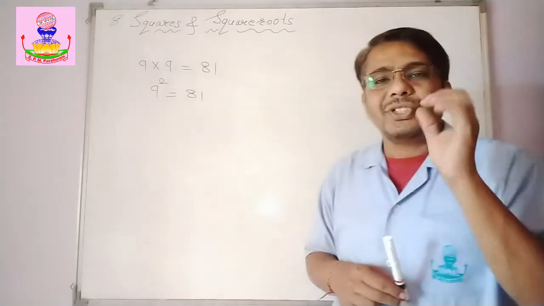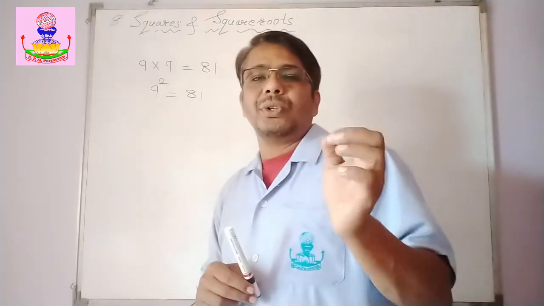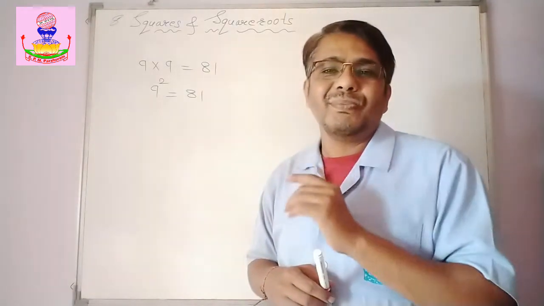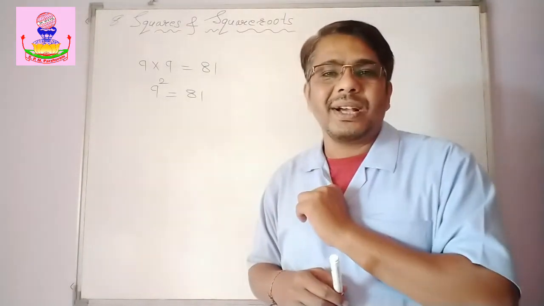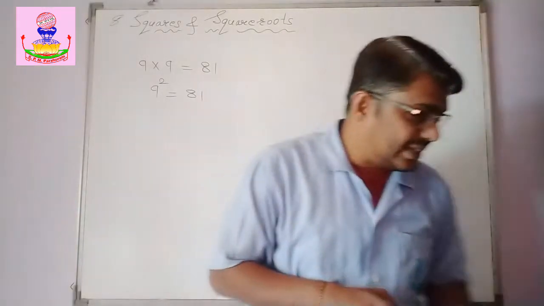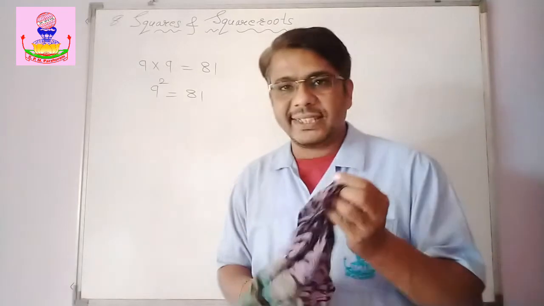For scholarship, you should compulsorily know the squares from 1 to 30. You should. So write them down in your notebook. I hope you will write them down. Now, we are going to study certain concepts related to squares.